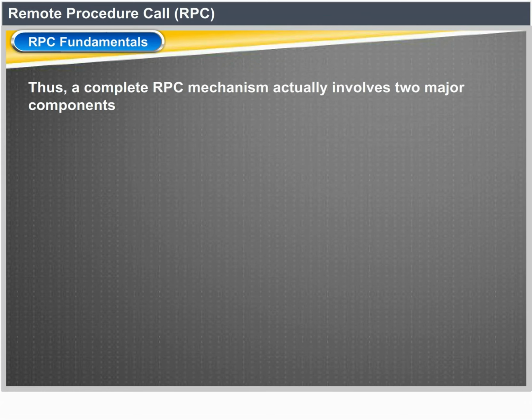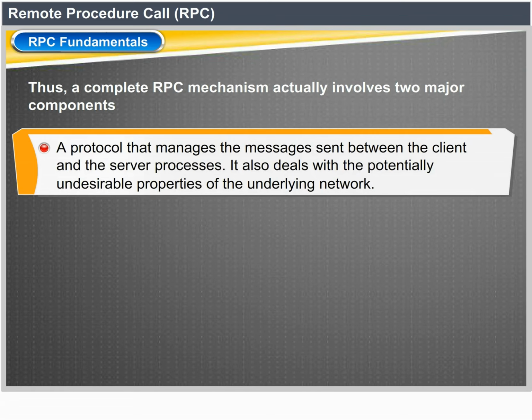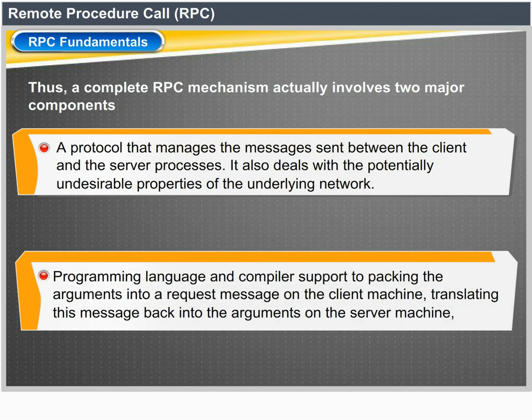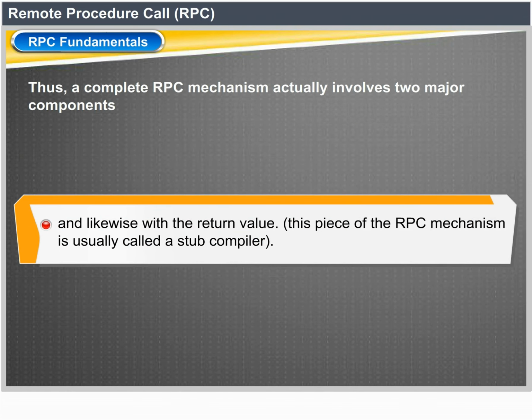Thus, a complete RPC mechanism actually involves two major components. First, a protocol that manages the messages sent between the client and server processes and that deals with the potentially undesirable properties of the underlying network. Second, programming language and compiler support to package the arguments into a request message on the client machine and then to translate this message back into the arguments on the server machine, and likewise with the return value. This piece of the RPC mechanism is usually called a stub compiler.